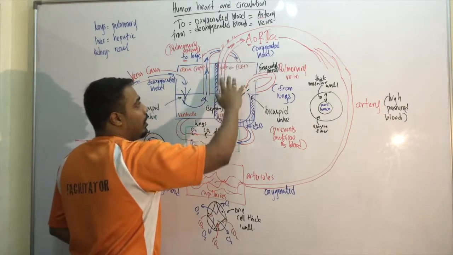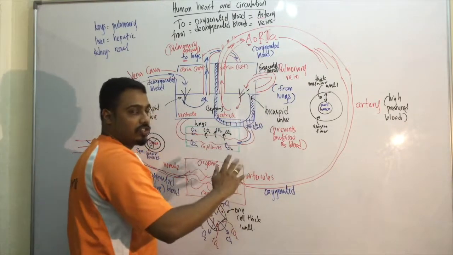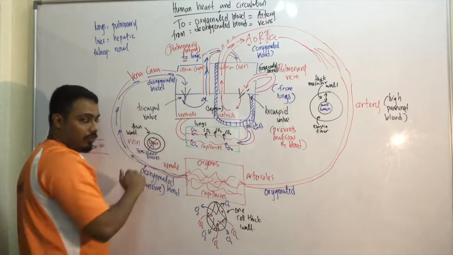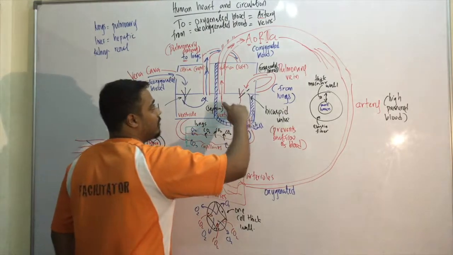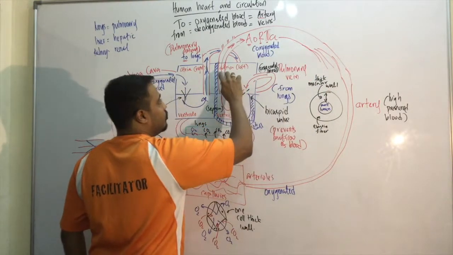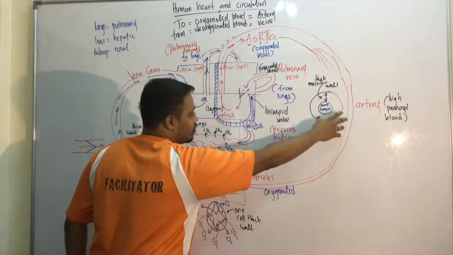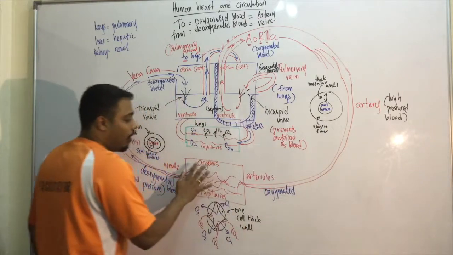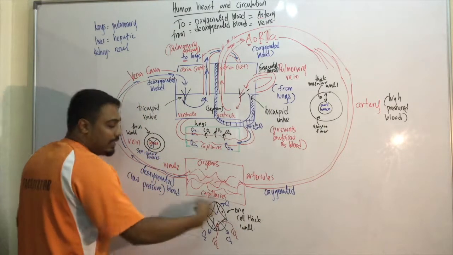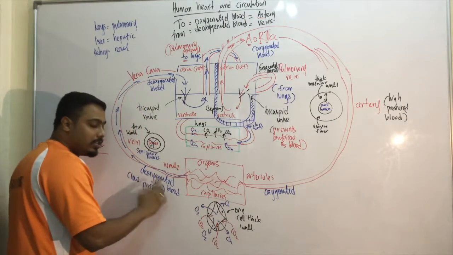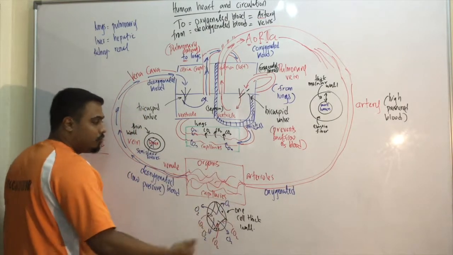You have the oxygenated blood flow, which is on the left, and you have the deoxygenated blood flow, which is on the right. You can see the oxygenated blood goes through the aorta from the left ventricle, and then through the arteries to the organs. And at the capillary, the gaseous exchange takes place. The oxygenated blood becomes deoxygenated.